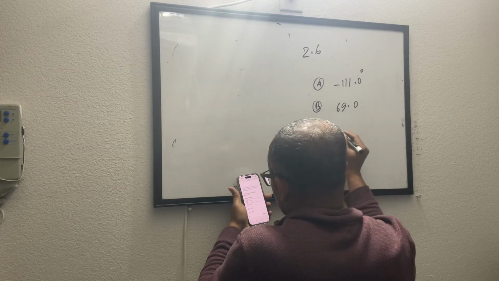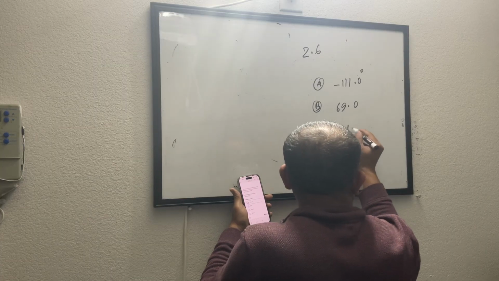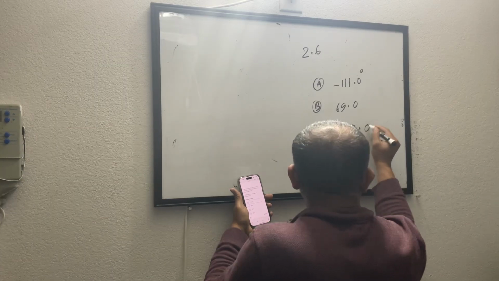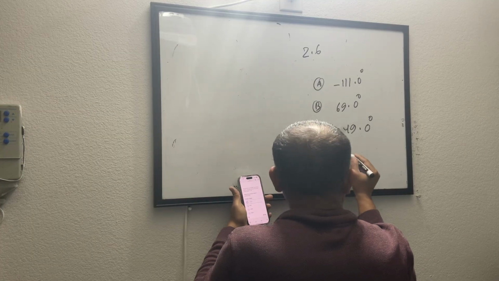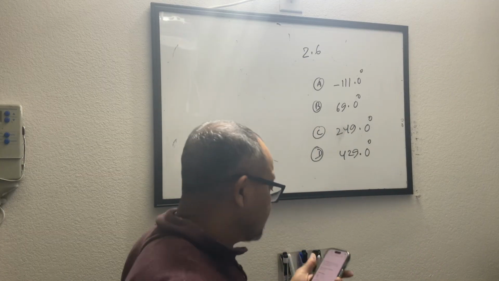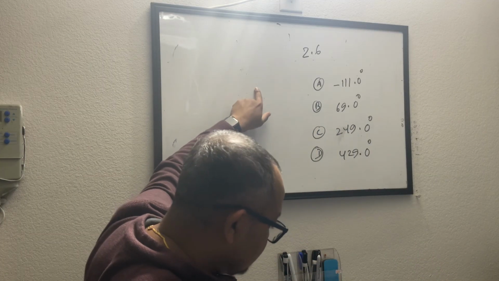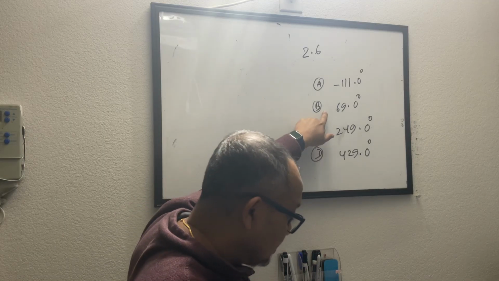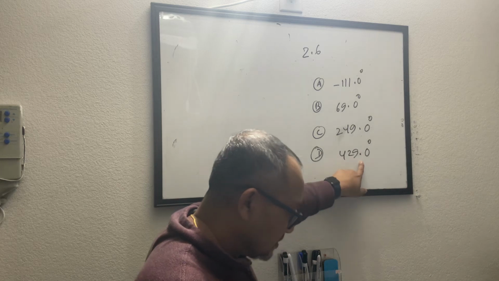Third one is 249.0 degree. Fourth one is 429.0 degree. Okay. Now reading the question. It says the following are all the angle measures in degrees to the nearest tenth. As you can see, it's all to the tenth value.